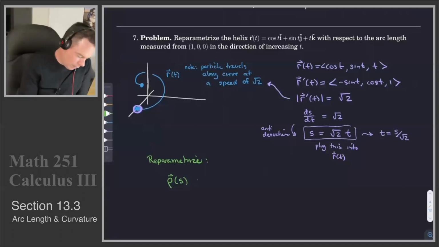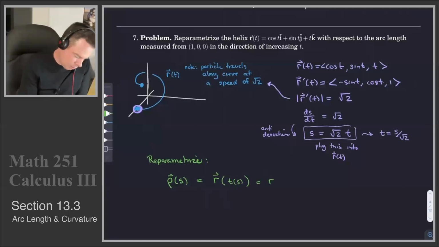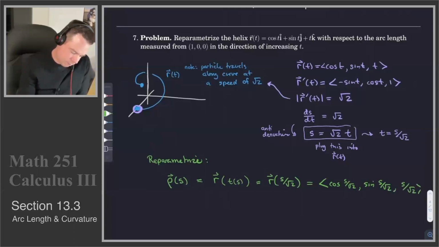So rho of s, what is that? That is my old vector function r, where I'm thinking of t as now a function of s. So I'm going to replace t with its expression in terms of s. So this would be r of s over root 2. And that becomes cos of s over root 2, sine of s over root 2, and s over root 2. So there's our reparameterization.